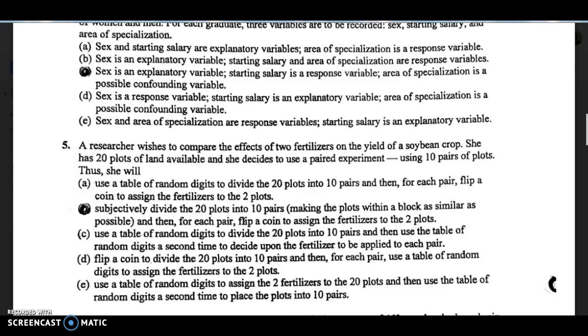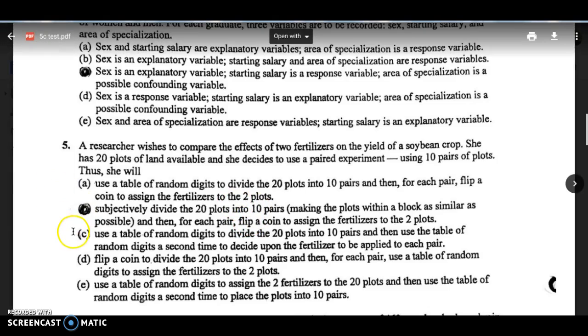You flip a coin, say for the first one, if it comes up heads, the first plot in that pair is one treatment. The other plot in that pair is automatically the other treatment. So question 5 is B.